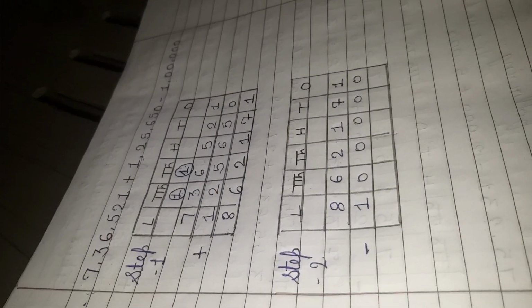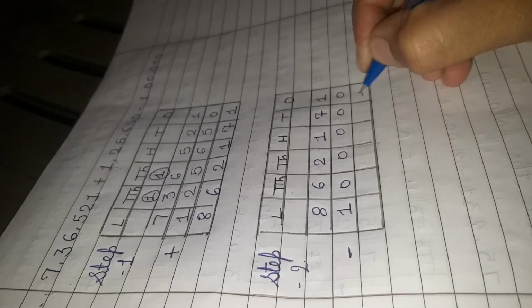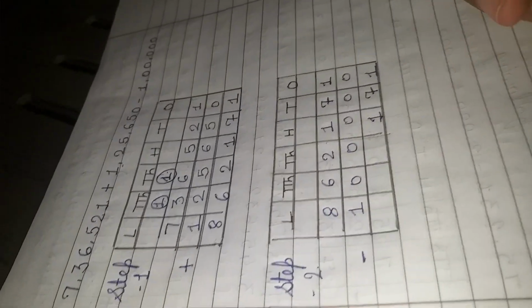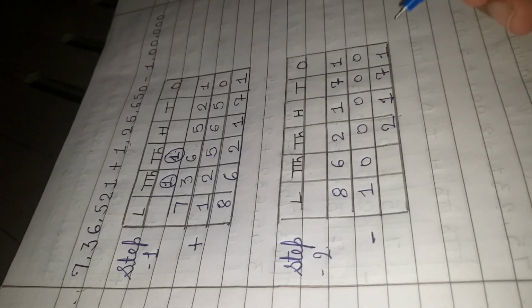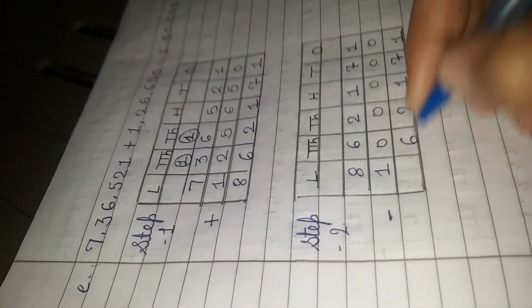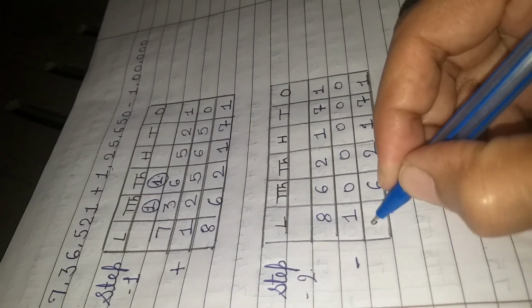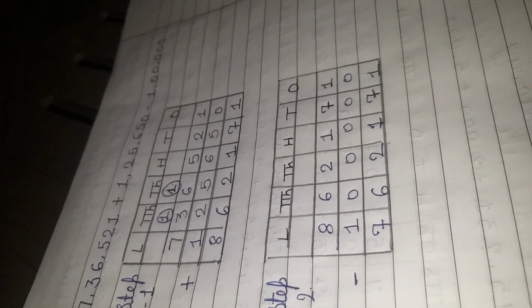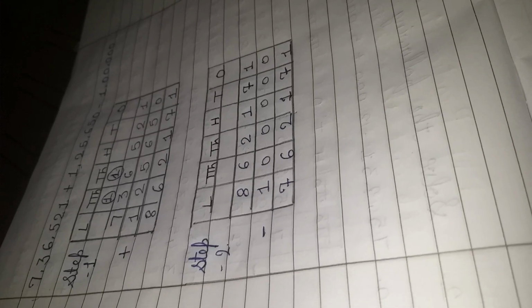So let's subtract now. 1 minus 0 is 1, 7 minus 0 is 7, 1 minus 0 is 1, 2 minus 0 is 2, 6 minus 0 is 6, 8 minus 1 is 7. So our final answer is 7,62,171. So students, as we have written in the last two examples, like that only we are going to write in this example also. So let's write the final answer.